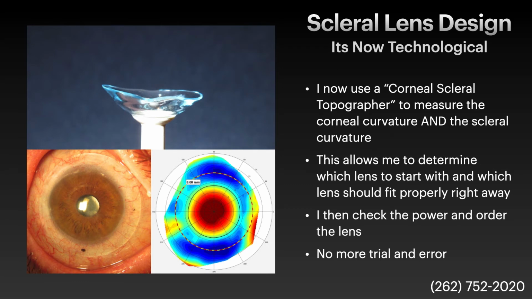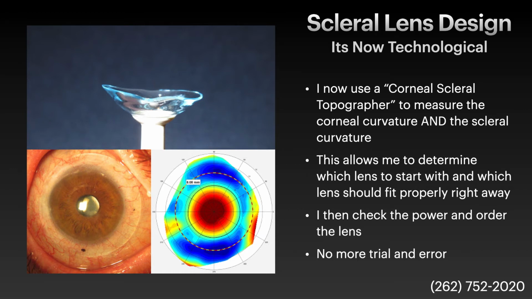So what I'll do is we'll take a map like you see on the lower right that shows me the corneal curvature and the scleral curvature. This patient needs to be started in a toric or an astigmatic lens because of the shape of the sclera. Those dark blue areas show a very flat top and bottom to the sclera and a less flat area to the right and left. So we'll use that information to know what type of lens to design.